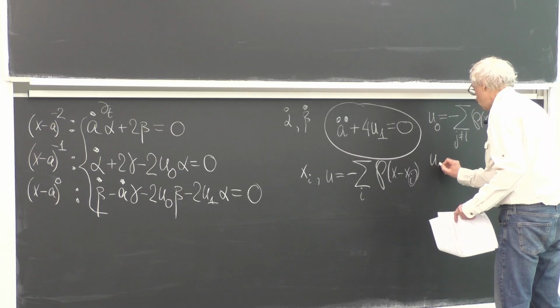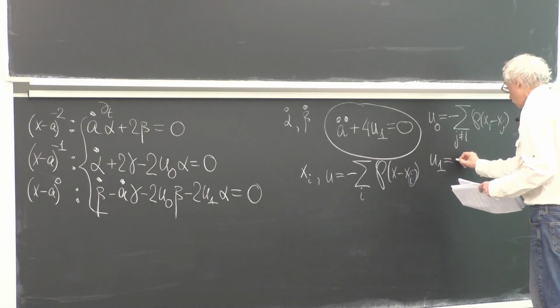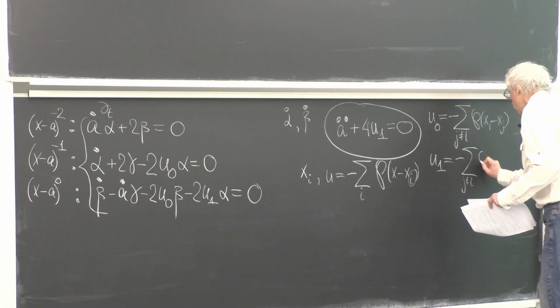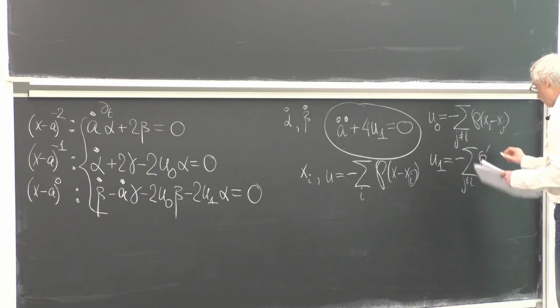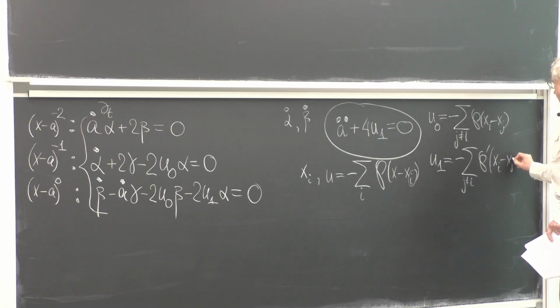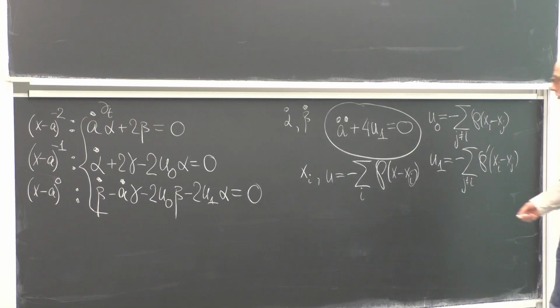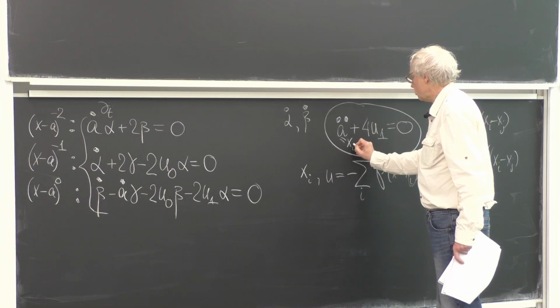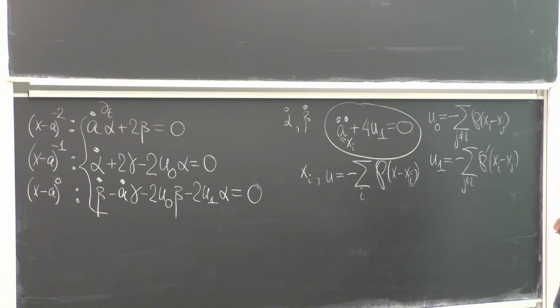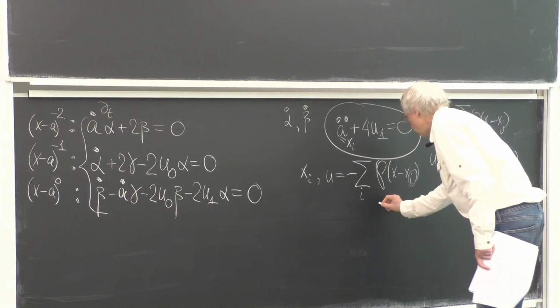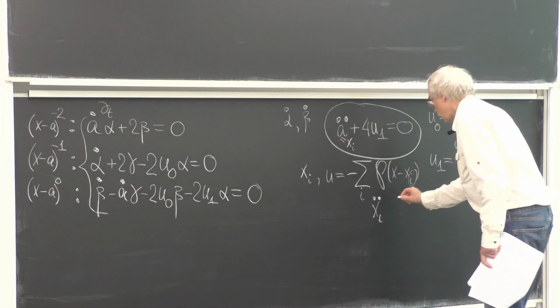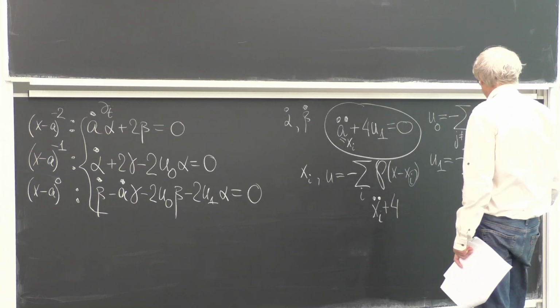And u1 is a sum over j of derivatives of the Weierstrass function. And a here is now equal to x_i. So substituting these expansions into this equation, we get the equation of the following form.